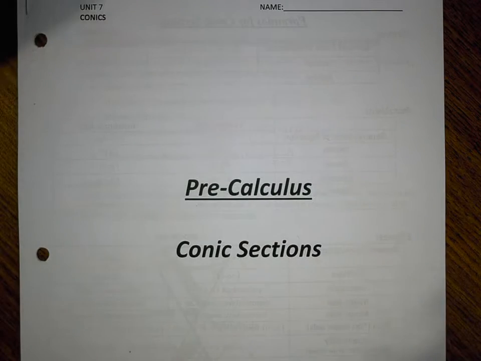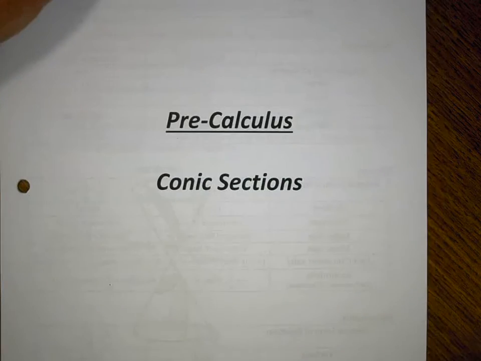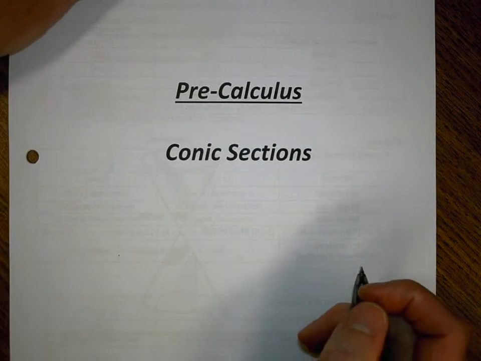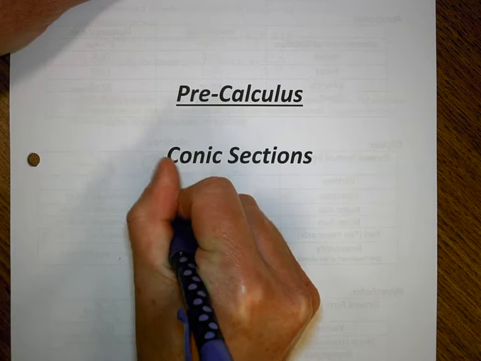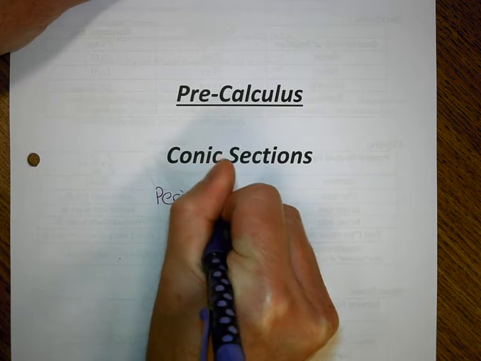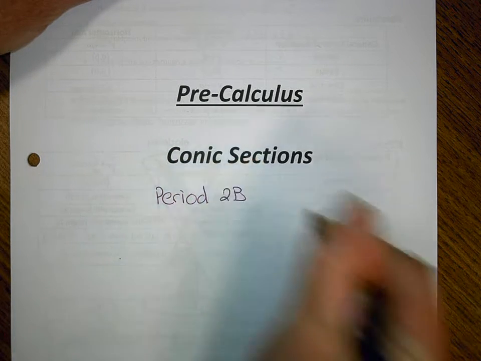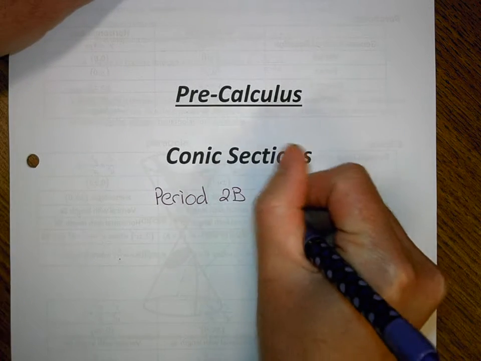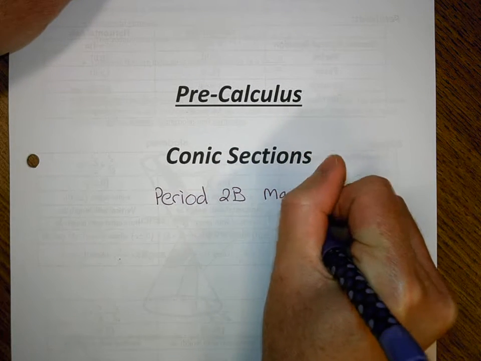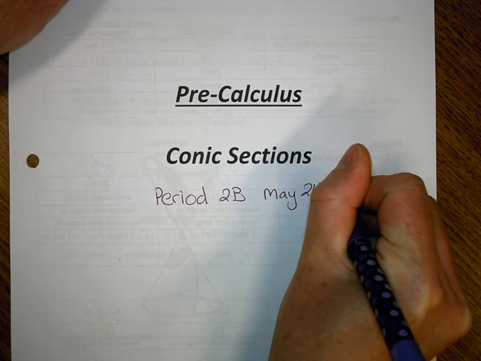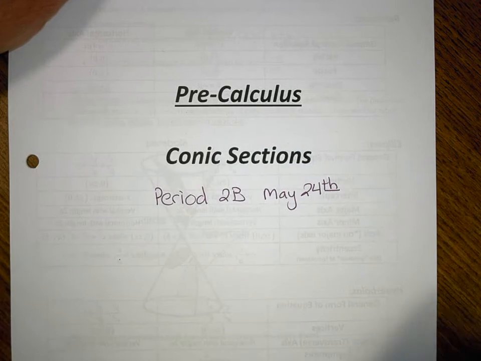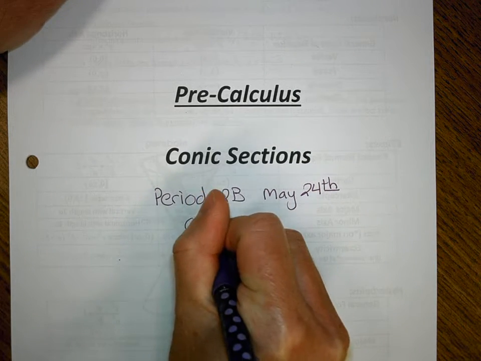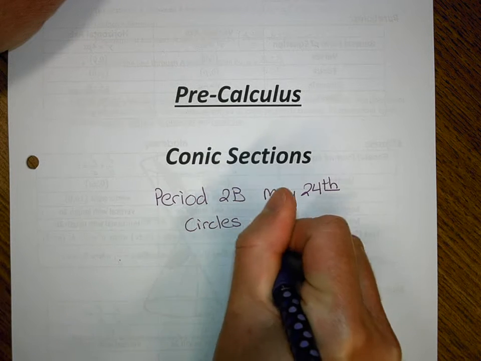Hi, this is Pre-Calculus Conic Sections. This lesson is for period 2B, for today, May 24th, which was HSA day and there was no class. You're going to cover circles and parabolas.